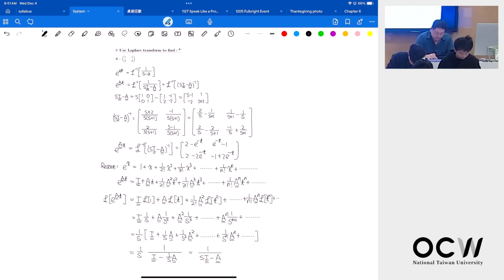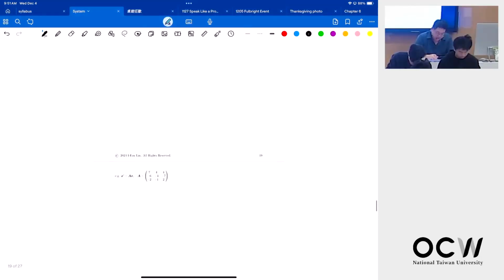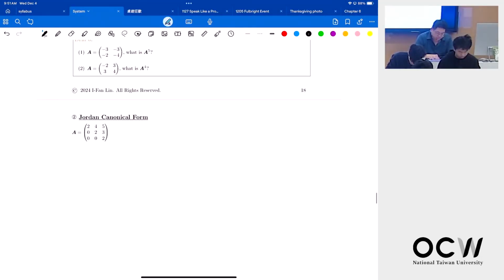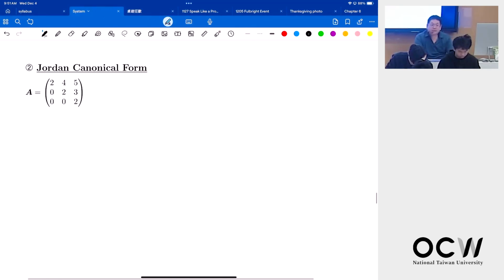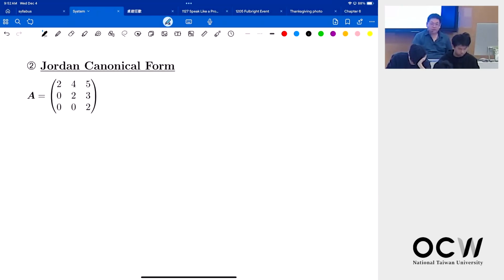If you don't have any questions, let's see this. The last method is called Jordan canonical form. First, I need you to help me find the eigenvalues and eigenvectors for this matrix. It shouldn't be that difficult. Okay, what are the eigenvalues and also their associated eigenvectors?